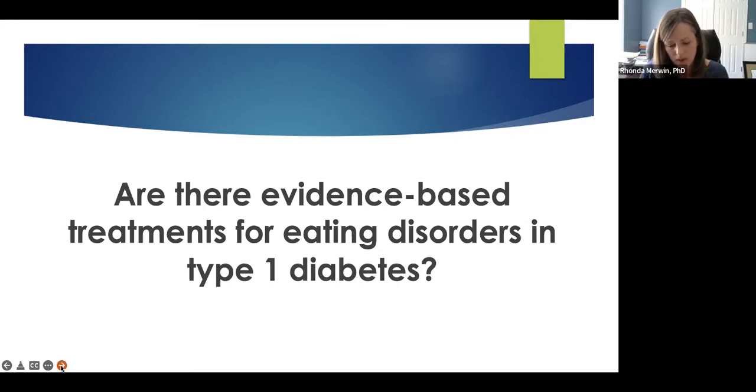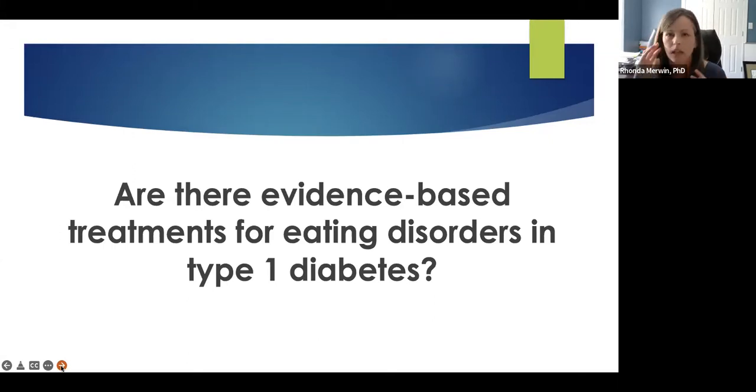The other thing that has been looked at is a couple of outpatient studies asking how type 1 patients fare in conventional eating disorder treatments. Do they do as well as their non-diabetic counterparts? They don't seem to fare as well in those interventions. Sometimes you see improvement in eating disorder attitudes, but no change in glycemic or metabolic control. So that's the bit of literature that's out there.